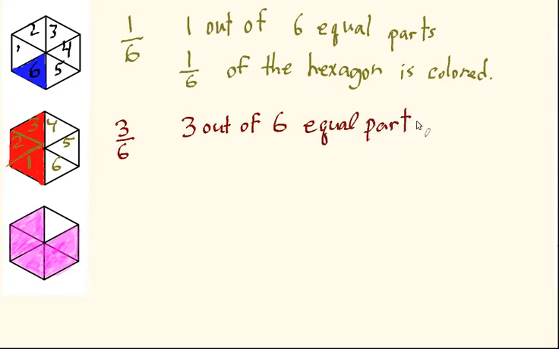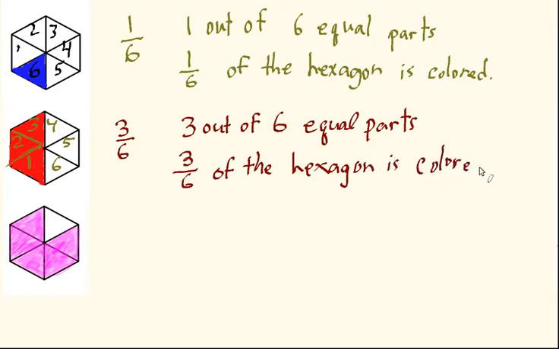Okay. And put differently, you can say 3/6 of the hexagon is colored. Now, what else do you notice that might be interesting about the fact that it's 3/6? Did you think about something here?